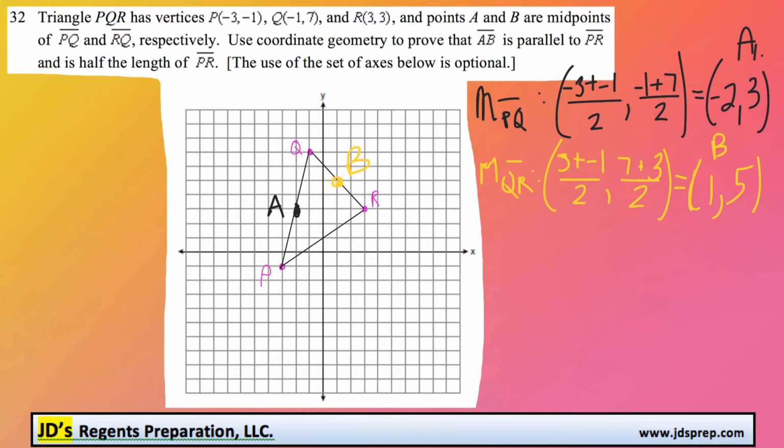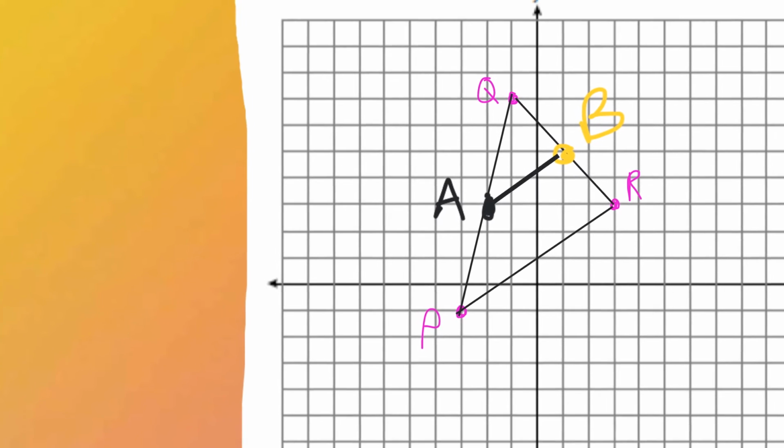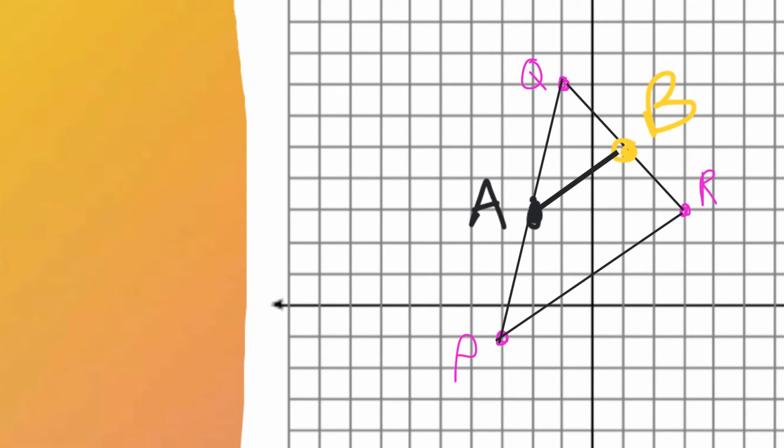Great. Our next step is going to be to prove that AB and PR are parallel. We're going to do that by showing that they have the same slopes. And we can do that visually pretty simply here. Our slope is rise over run, or change in y over change in x. For A to B, our slope is going to be a rise of 2 and a run of 3, so it'll be 2/3.